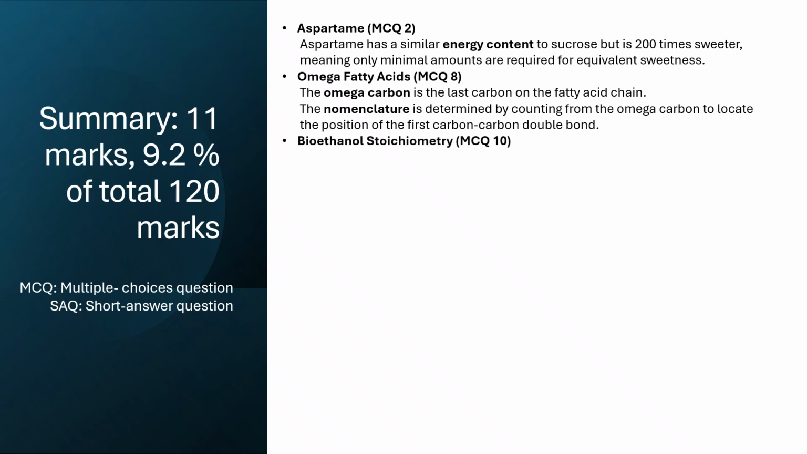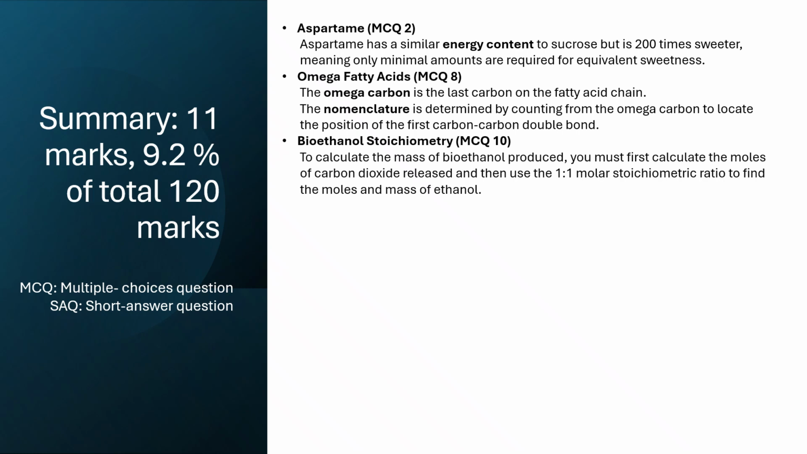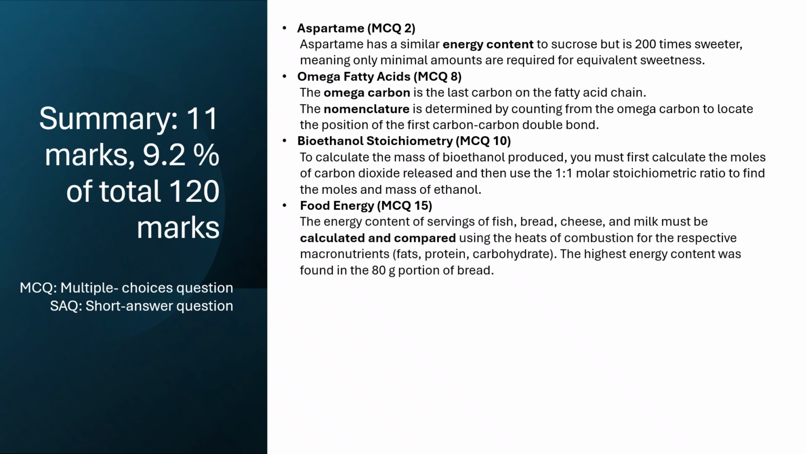Bioethanol Stoichiometry. To calculate the mass of bioethanol produced, you must first calculate the moles of carbon dioxide released and then use the 1:1 molar stoichiometric ratio to find the moles and mass of ethanol. Food energy. The energy content of servings of fish, bread, cheese, and milk must be calculated and compared using the heats of combustion for the respective macronutrients, fats, protein, carbohydrate. The highest energy content was found in the 80g portion of bread.